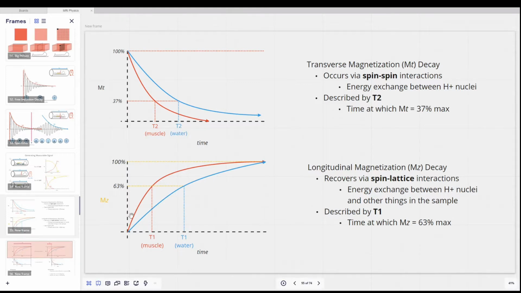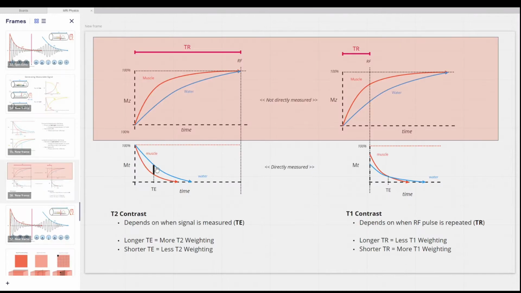And then we talked about longitudinal relaxation, or longitudinal decay. That was via something called spin-lattice interactions, which was between the protons and other things in the sample. And there's something called T1 that we used to describe that. So that was the basis for contrast. How do we tell signal apart if it's right next to each other? This is just a little bit more on that, right?